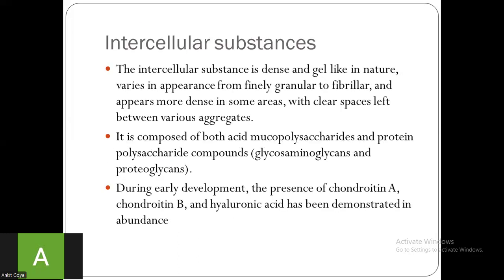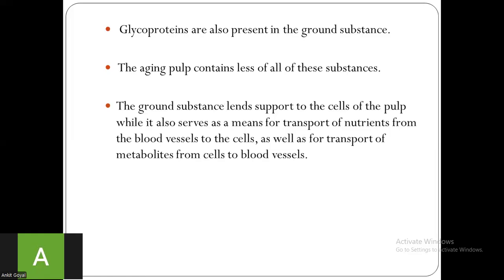Intercellular substance. Intercellular substance is dense and gel-like in nature, which may appear in form from fine granular to fibrillar, and appears more dense in some areas with clear spaces left between various aggregates. It is composed of both acid nucleopolysaccharides and protein polysaccharides, which are known as glycosaminoglycans and proteoglycans. During early development, the presence of chondroitin A, chondroitin B, and hyaluronic acid has been demonstrated in abundance. Glycoproteins are also present in the ground substance. The aging pulp contains less of all these substances.